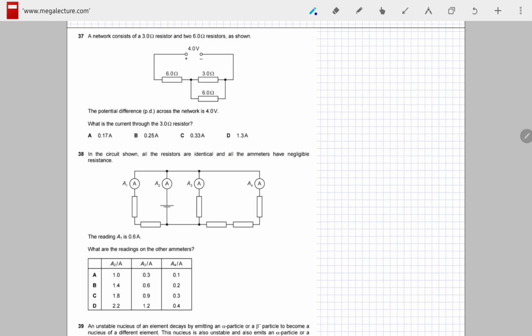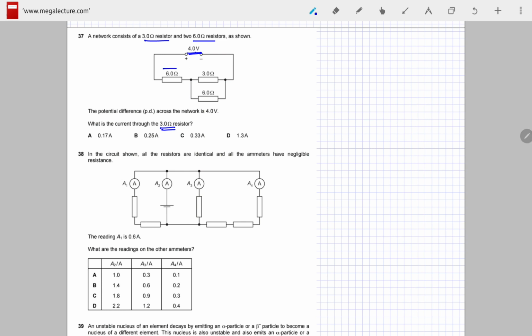Question number 37, we have a network that consists of a 3 ohm resistor and two 6 ohm resistors, which are shown in this figure. The potential difference across the network is given as 4 volts. What is the current through the 3 ohm resistor?